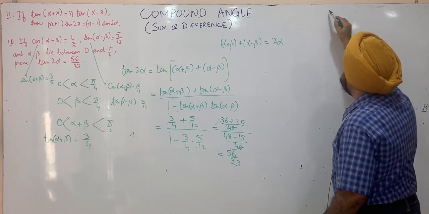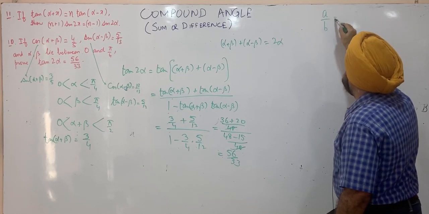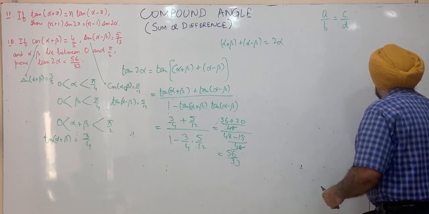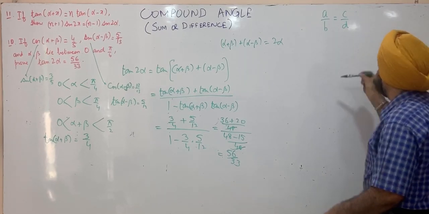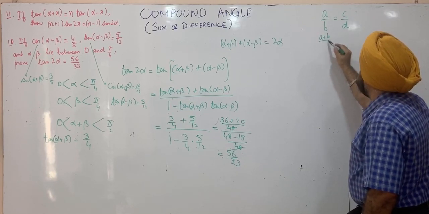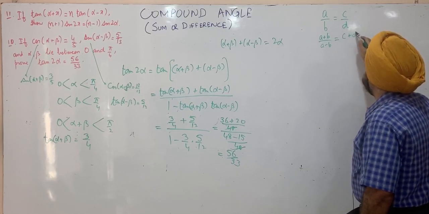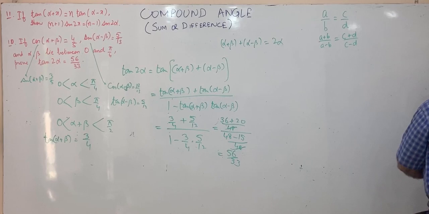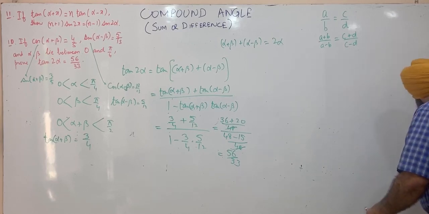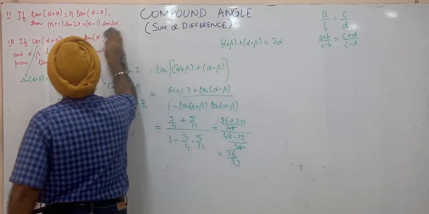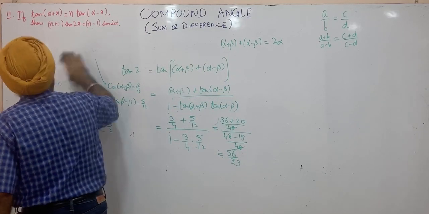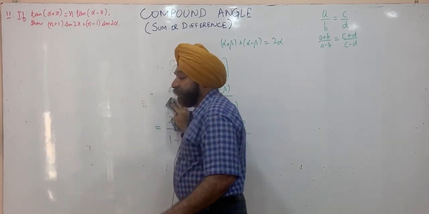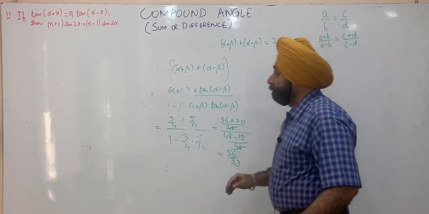Let us first of all revise componendo and dividendo. If we have one ratio A upon B is equal to C upon D, and we apply componendo and dividendo to both sides, we get A plus B upon A minus B is equal to C plus D upon C minus D. So we'll solve the last question using componendo and dividendo. What guides us that componendo and dividendo is to be used? It's the presence of n plus 1 and n minus 1 on the right hand side.